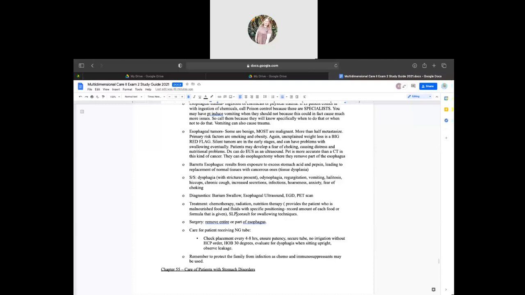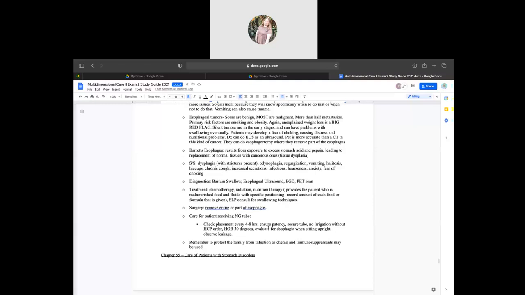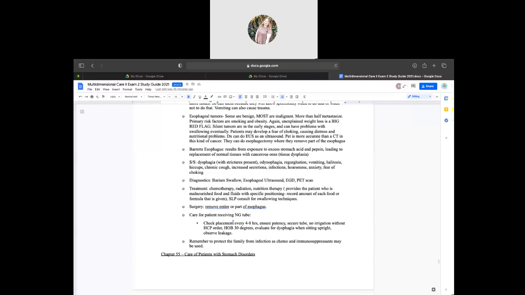Remember, you may need a speech-language consult. Surgeries remove the entire esophagus or part of it. Some patients may need NG tubes. Remember, you want to check placement every 4 to 8 hours, ensure tube patency, and secure it correctly. No irrigation unless there's an order. Head of the bed has to be in high Fowler's position. Evaluate dysphagia and observe for leakage.